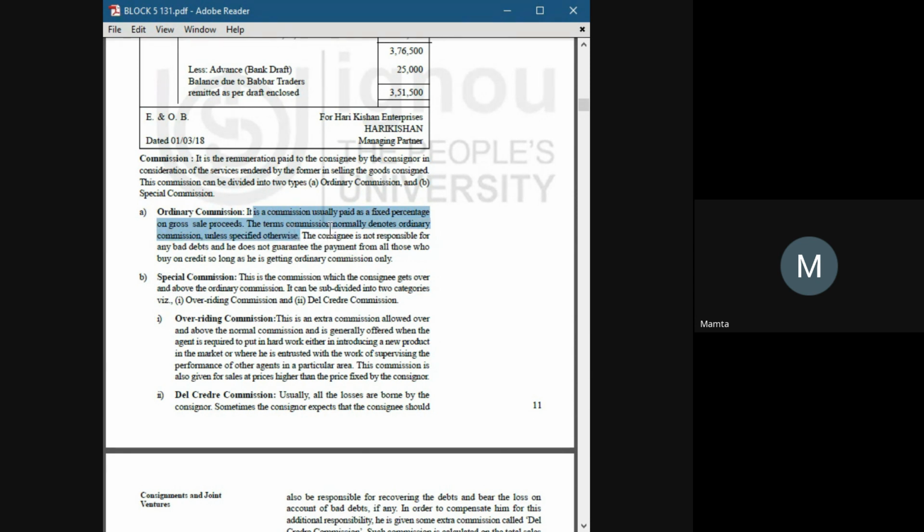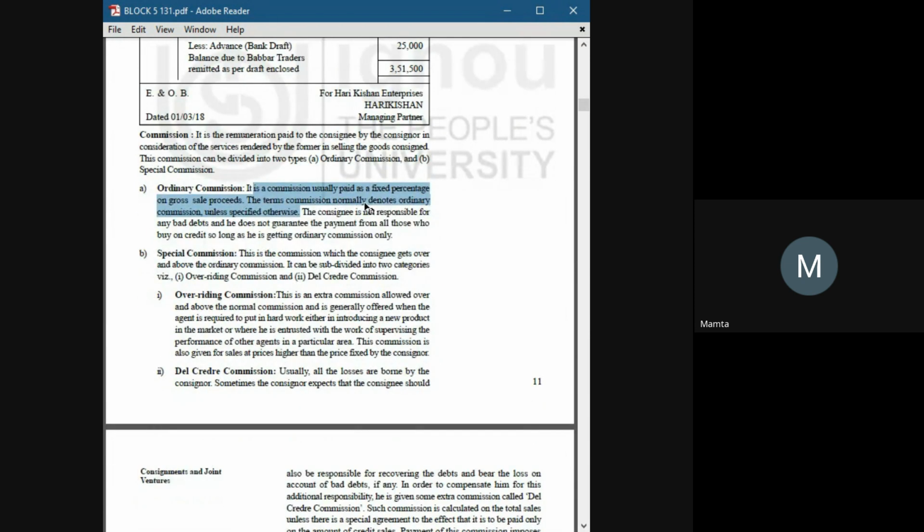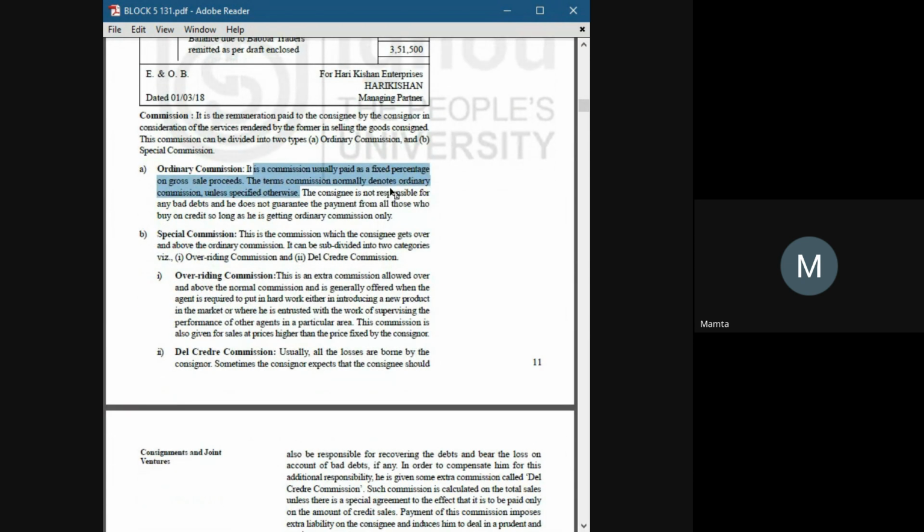If the question doesn't say anything about commission and just says it is 15% on sales, or 20% on sale, or the commission is 5% on sale, then it is considered ordinary commission. In case of special commission, this is the commission which the consignee gets over and above the ordinary commission. It can be subdivided into two categories: overriding commission or del credere commission.